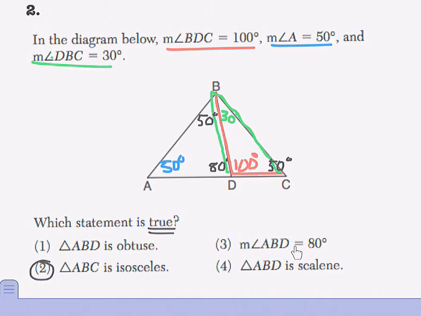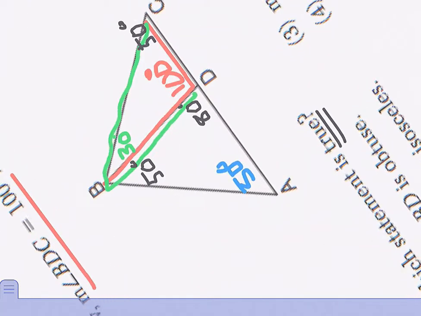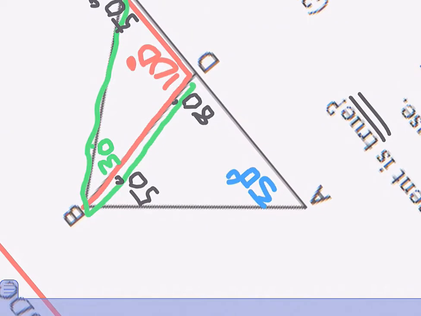Is the measure of ABD 80? ABD is not 80, it's 50. ABC would have been 80, so it's not correct. And is triangle ABD scalene? ABD has no measurements of sides given, but it has two angles that are equal. Sometimes even turning the picture this way can help you see different triangles for what they are.